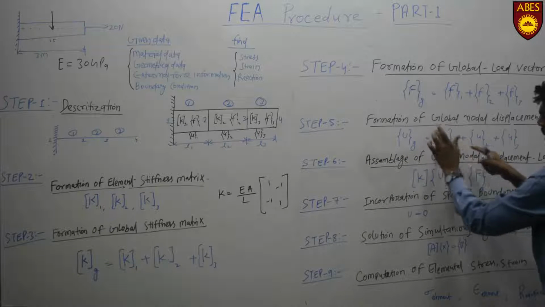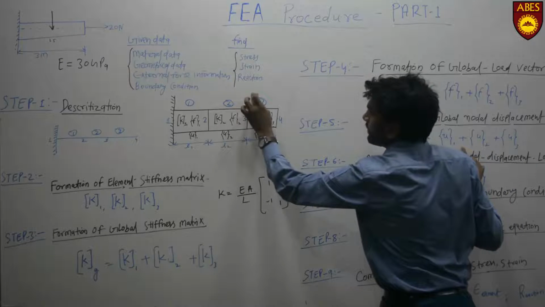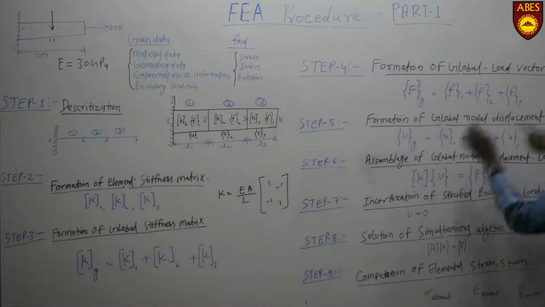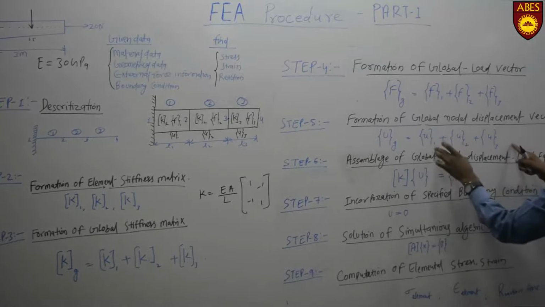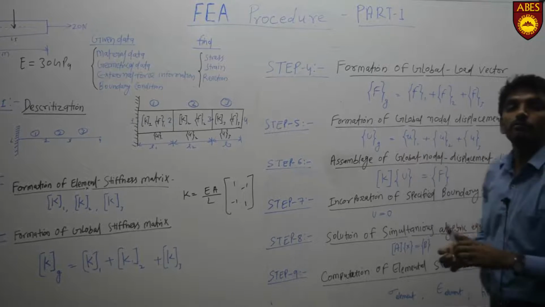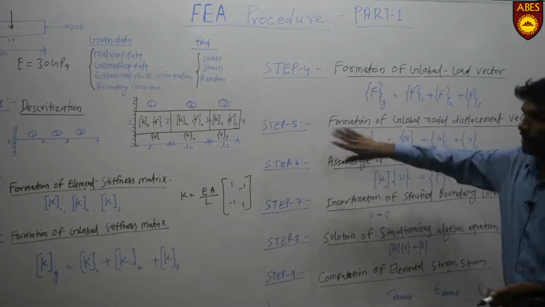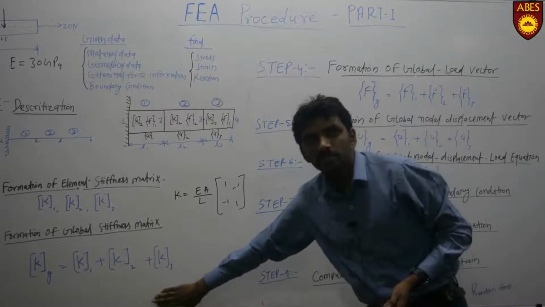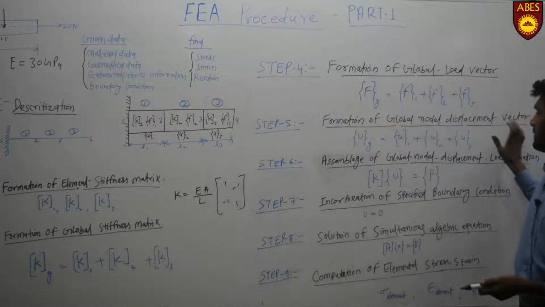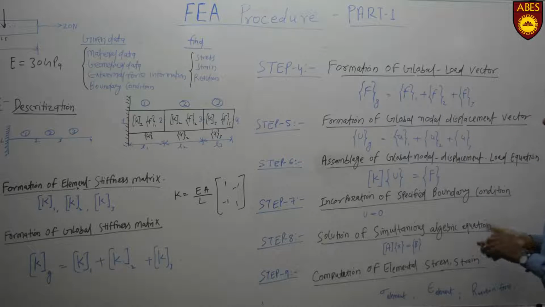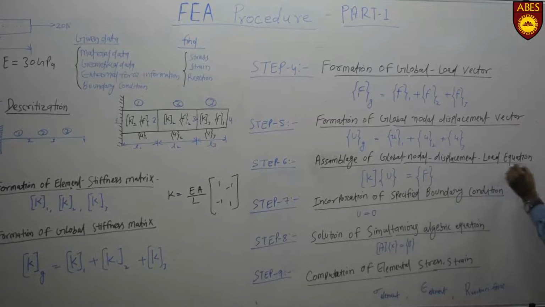To find that deformation, I need to figure out the local nodal displacement vector for element 1, element 2 and element 3, like F1, F2, F3. Here we need to find U1, U2, U3. Once we have found U1, U2, U3, again we need to assemble, just like K and F, this U. Once we have figured out K, the stiffness matrix, then the force vector, then the nodal displacement vector, we need to assemble them into the global nodal displacement load equation.